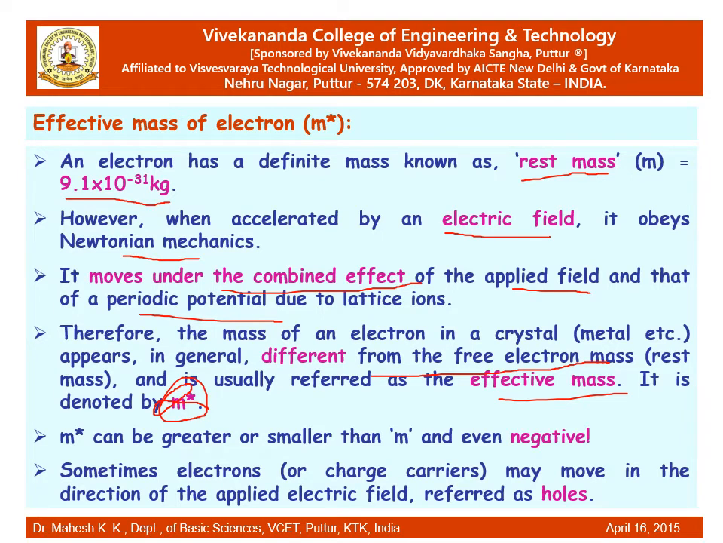And M star can sometimes be greater or smaller than our rest mass M, or sometimes it could be negative also. So the electrons may move in the direction of the applied field, referred to as holes. So this significance of effective mass is very important when we do it experimentally. We will come to know about the existence of holes also.